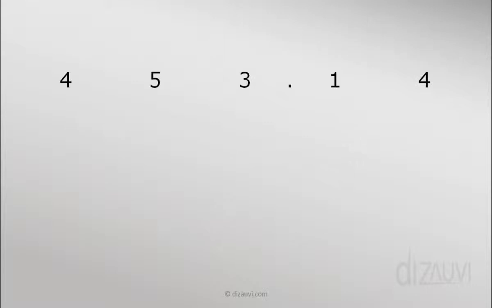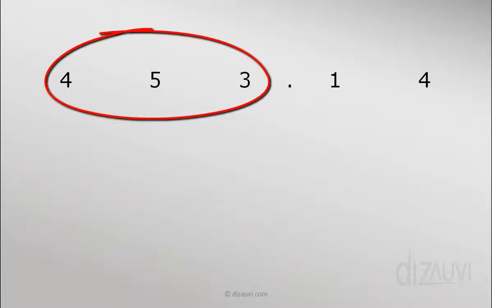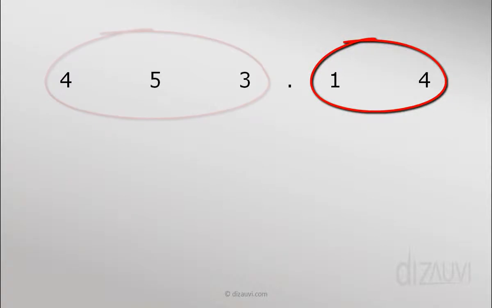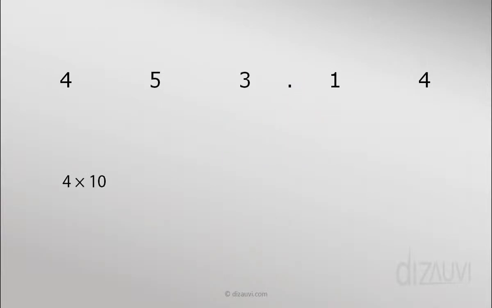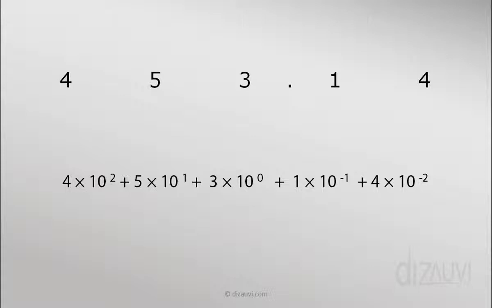Let's take an example. A real number like 453.14 can be written like this in the decimal number system. Now here 453 is the integer part, whereas 14 is the fractional or the decimal part. And these two parts are separated by this point, which is called the decimal point. And if we were to write this number in powers of 10, this is how we do that, okay?